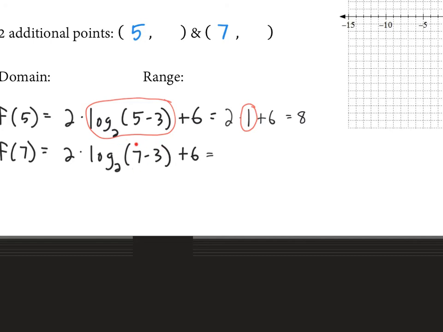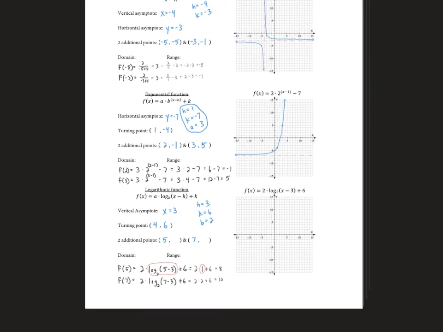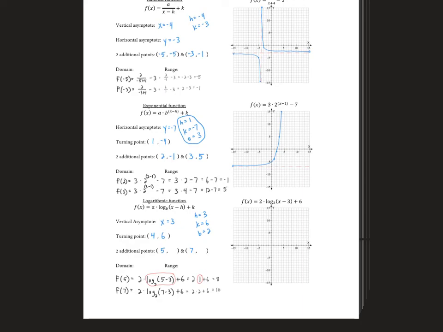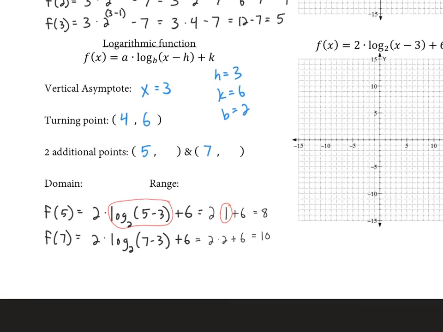Okay, next one, let's evaluate this log first. So 7 minus 3 is 4. Log base 2 of 4 is 2. That's 2 times 2 plus 6. And 2 times 2 is 4, plus 6 is 10. Was that the same as... Oh, that's weird. Okay, so you plug in 5, you get 8. Plug in 7, you get 10.